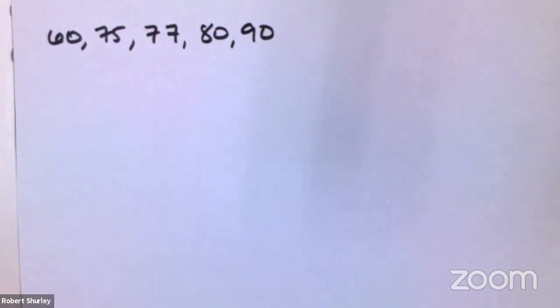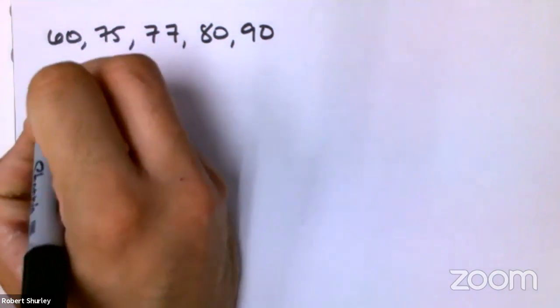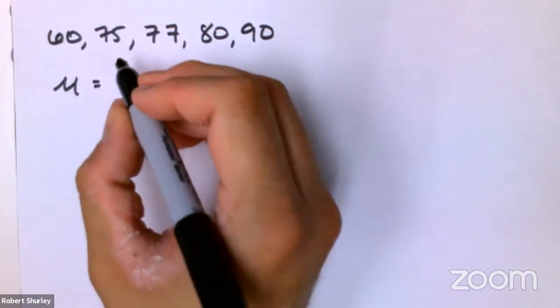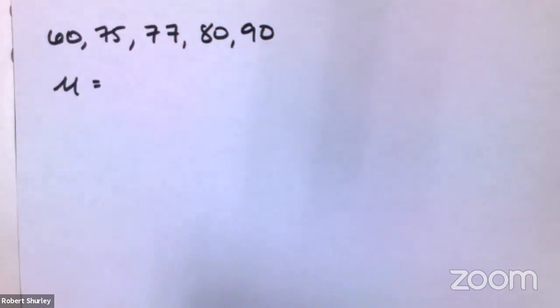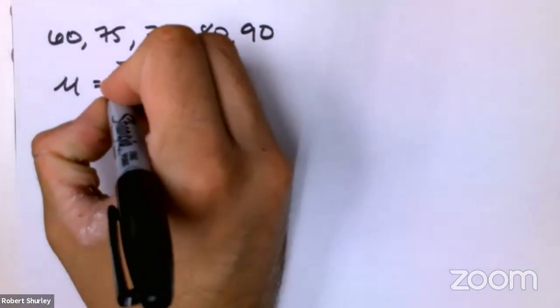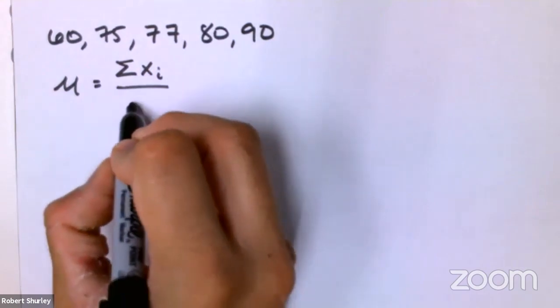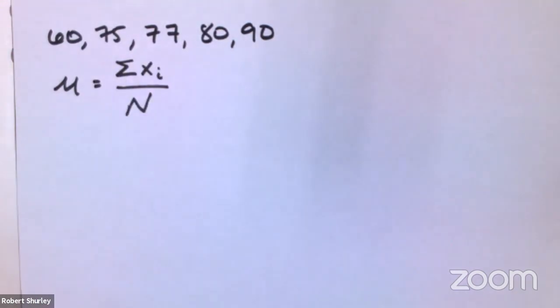And I'm going to consider this a population because it's an entire class. Well, if it's an entire class and it's a population, I would use mu, and I would just add all these up and divide it by n. Now, the way you notate that is with sigma. Sigma means the sum. So I'm going to add up all the x values and then divide them by the population. That's what this means.